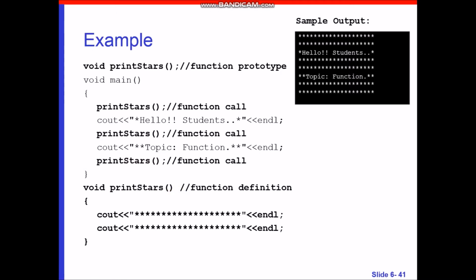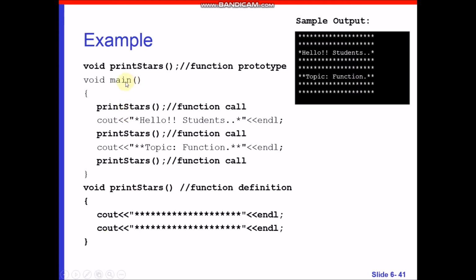In the function void print stars, you will have the cout statement, and you will display the star here. There are 2 lines of stars in print stars. Okay class, this is the difference between the void and value returning function, whereas the void function does not have the return statement here.